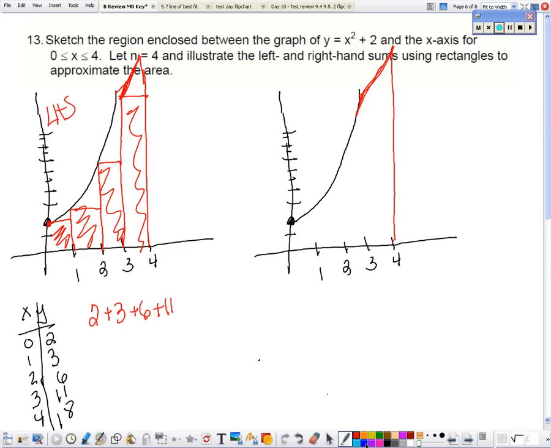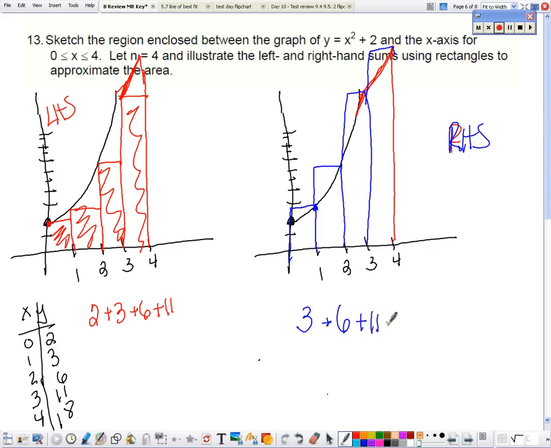Now for the right-hand sum, going to go up on the right, so it's starting at 1 and make a rectangle. And then 4 is all the way up here at the top and over. So the right-hand sum is an overestimate. It's the y value at 1 plus the y value at 2, 3, and at 4.